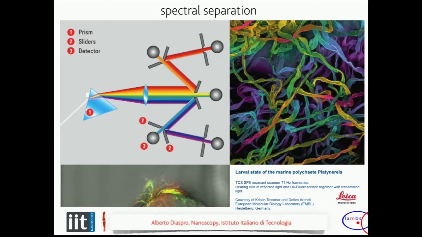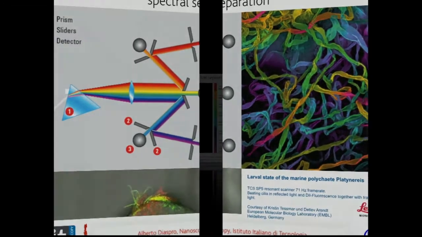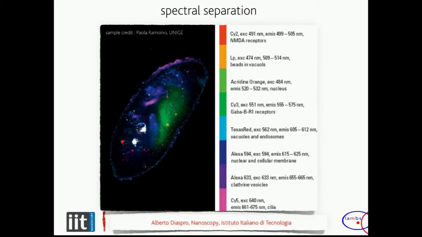And so today, however, we are able to collect colors in real time and separated colors using an optical microscope. And in this case, this is a spectral separation of 8 colors from the very same sample, simultaneously.